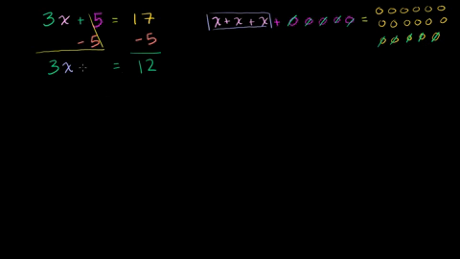So now we have it in a pretty straightforward form. 3x is equal to 12. All we have to do is divide both sides of this equation by 3. So we're just left with an x on the left-hand side. So we divide by, let me pick a nicer color than that, let me do this pink color. So you divide the left-hand side by 3, the right-hand side by 3.